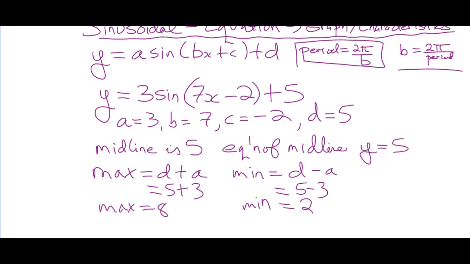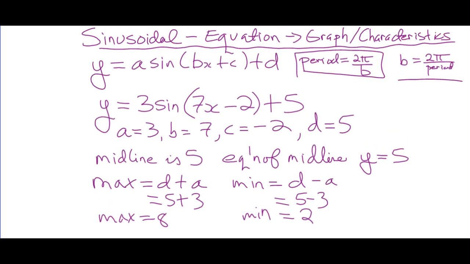So we got 2 other characteristics to figure out, right? So what's the next one? I know B. B is 7. C. Okay, C is negative 2. What are you going to do with B? You're going to change the period. Change 2 pi divided by 7. And what would 2 pi divided by 7 give us? 3.5 pi. No. In more general terms. Period.